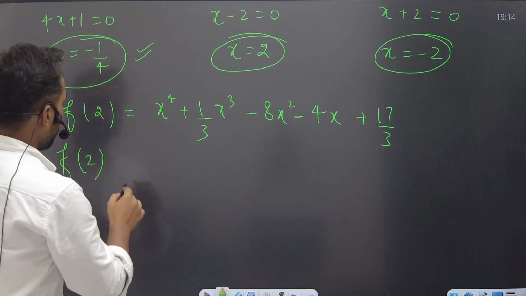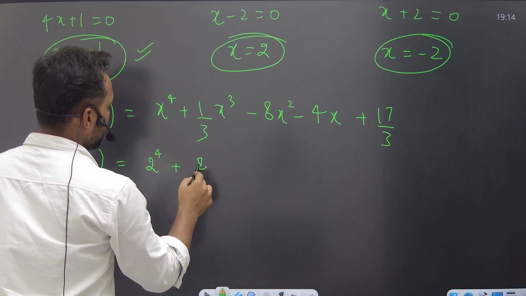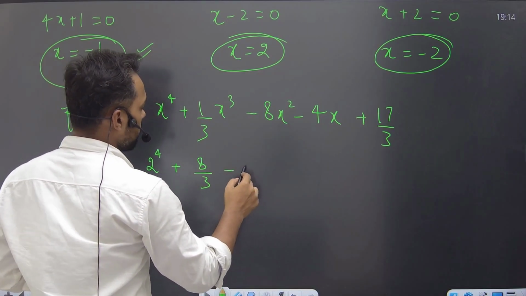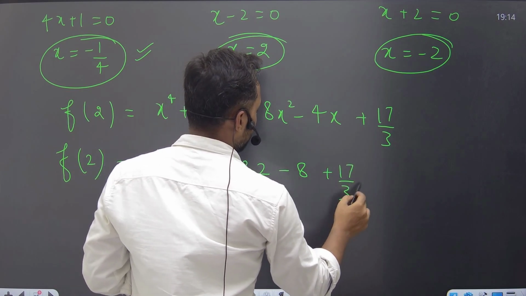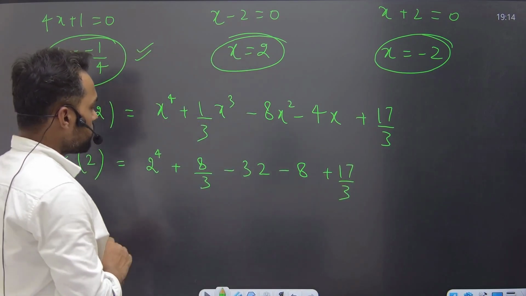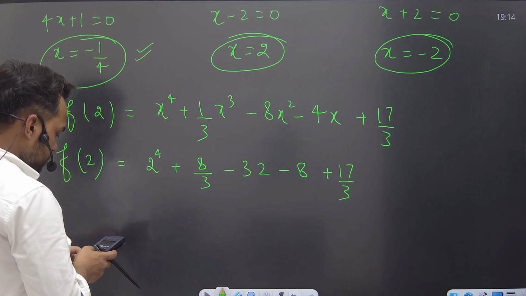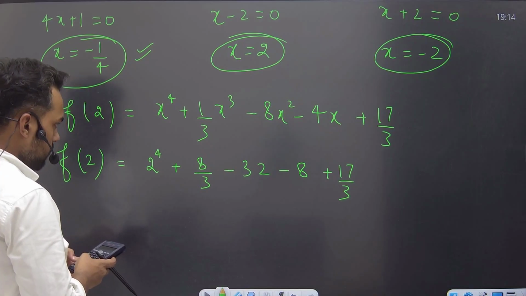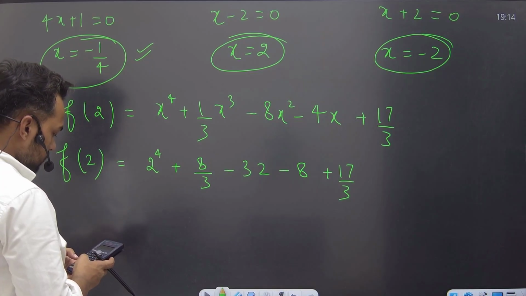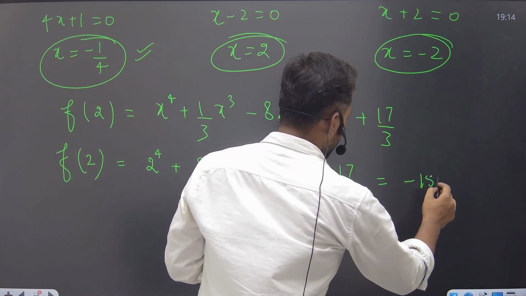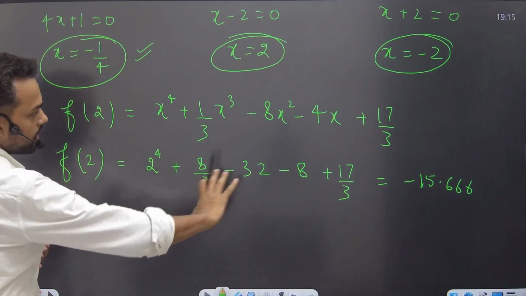will be equal to, on plugging the value of x equals 2, you will get 2 power 4 plus 8/3 negative of 32 negative of 8 plus 17/3. Okay, 2 power 4 is 16, so I'll calculate in points, student. 16 plus 8/3 negative of 32 negative of 8 plus 17/3 will be equal to negative of 15.666. On plugging the value of x equals 2, we are getting this value.